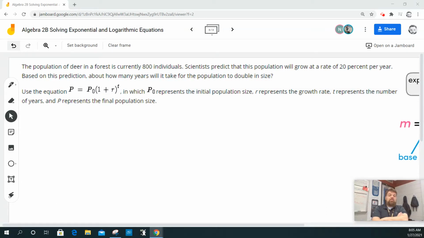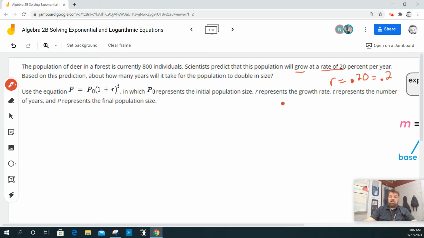Okay, for this one, it says the population of deer in a forest is currently 800 individuals. Scientists predict that this population will grow at a rate of 20%. So that's kind of important. So this is growth and the rate of 20%. Remember that 20% is 20 over 100, or as a decimal, it's 0.20, or really you could just say 0.2. Based on the prediction, how many years will it take for the population to double?